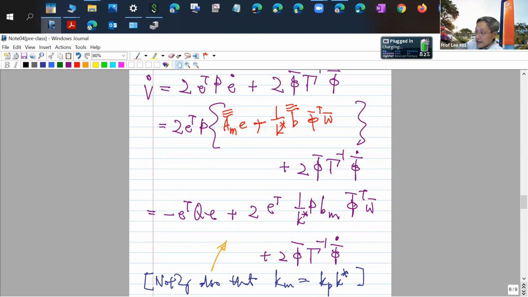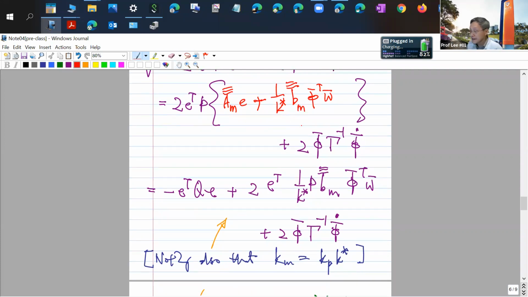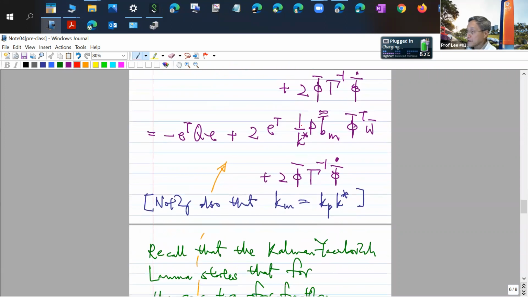Then you can also double check that the E transpose term will come out with 1 over K star P BM. I should be careful down here: all these things are the non-minimal realization. So you can carefully check that, and it comes out to this, with the decomposition.